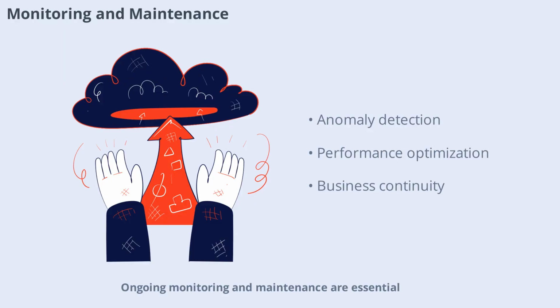Ongoing monitoring and maintenance are essential for keeping data integration systems running smoothly. Monitoring tools track data flows, detect anomalies, and alert administrators to potential issues. Regular maintenance includes updating connectors, optimizing performance, and addressing security vulnerabilities. Proactive monitoring and maintenance help prevent downtime, ensure data accuracy, and support business continuity.